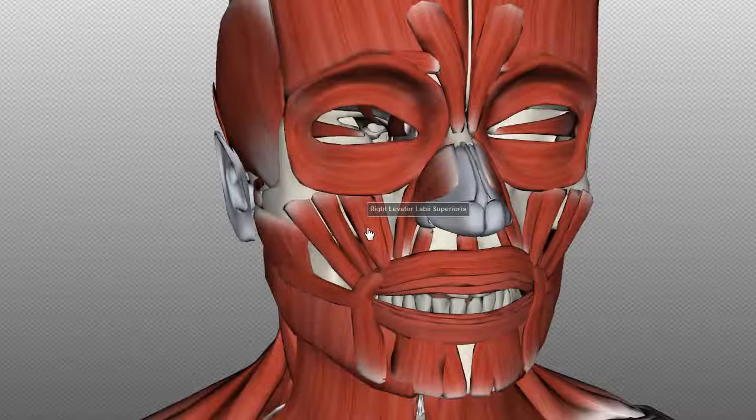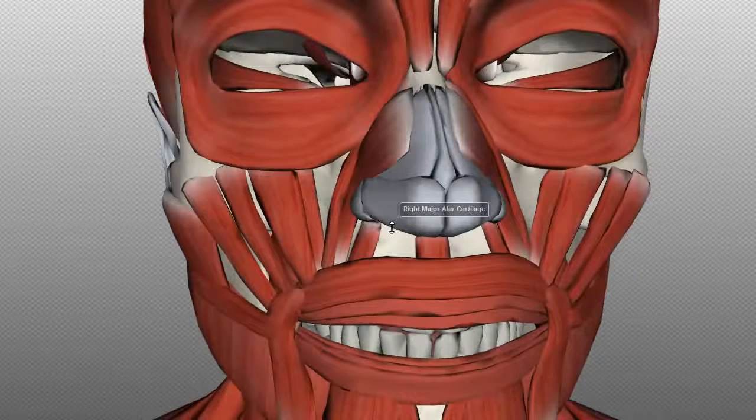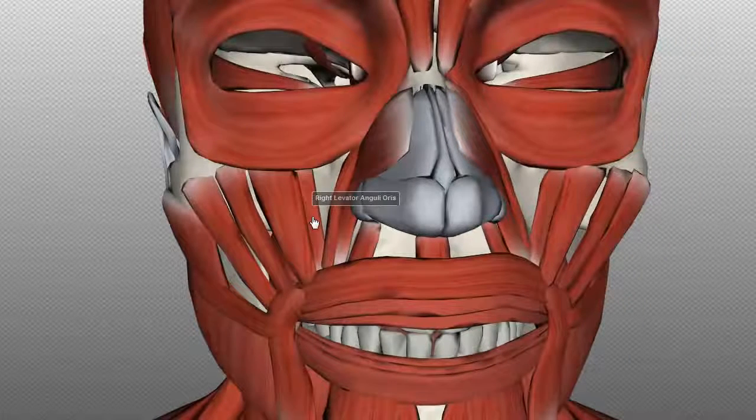And if we just look a bit closer, we can see the muscle that lies underneath it. This is the levator anguli oris. Remember, oris, orifice, that refers to the mouth. Anguli means corner in Latin, so it's the lifter of the corner of the mouth. So it raises the corner of the mouth.